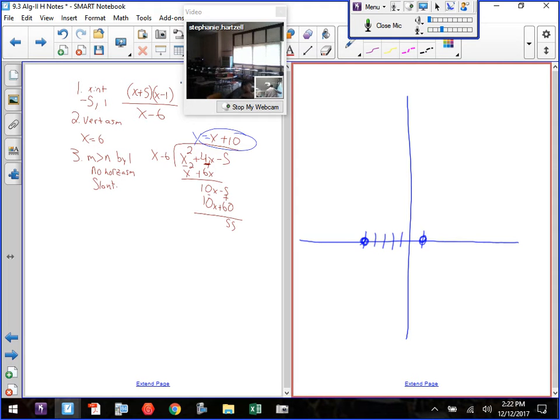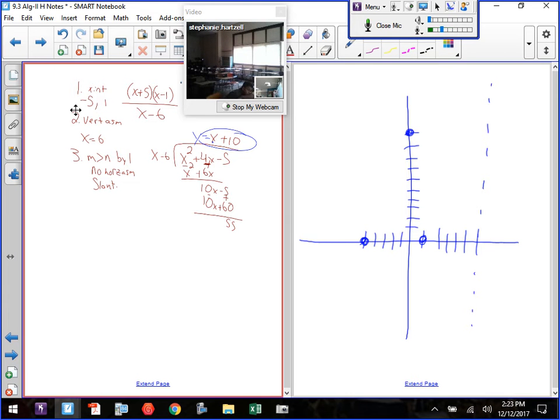Vertical asymptote at 6. And then I have a slant asymptote at y equals x plus 10. Okay? Do you guys agree? It's in slope-intercept form. Do you guys agree that my x-intercept would be at negative 10?